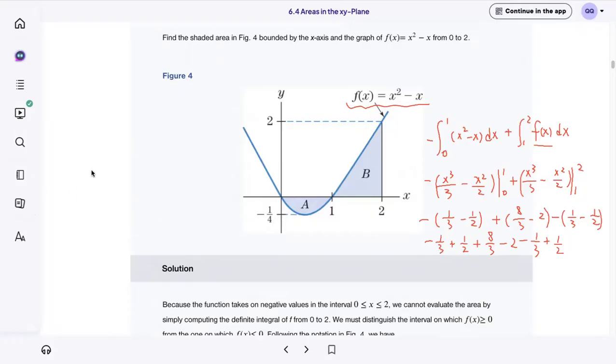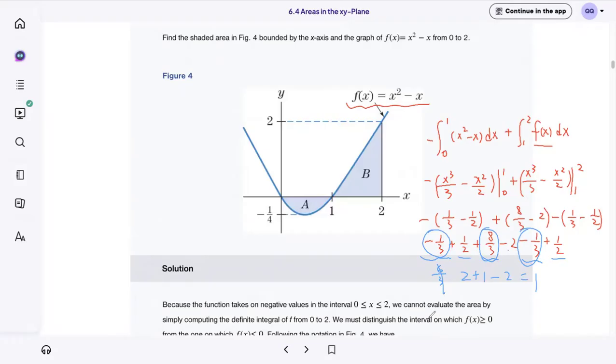So now let's see. With the denominator 3, we have negative 1/3, 8/3, negative 1/3. So 8 minus 1 minus 1 gets 6. 6 over 3, that's 2. So combine those 3 terms with a common denominator. So basically we get a 2. Then we have a half. That's 1. Then minus these 2. So we get 1. So the area is 1.